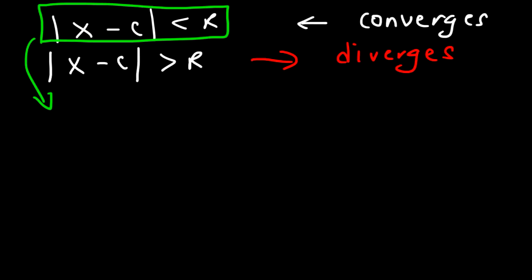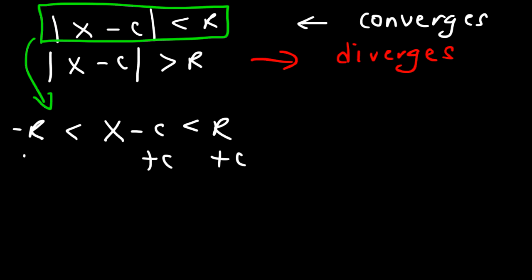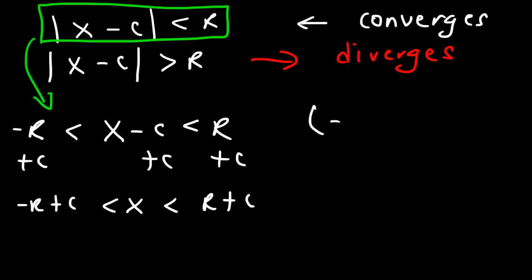Now, to get rid of the absolute value symbol, we could say that x minus c is less than r, but greater than negative r. Now, if you add c to both sides, you'll get that x is between negative r plus c and r plus c. So the interval of convergence becomes this. It's negative r plus c, comma, r plus c.